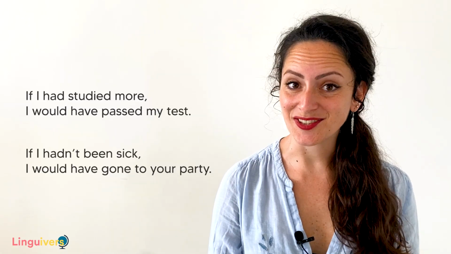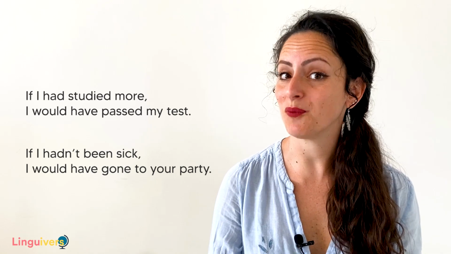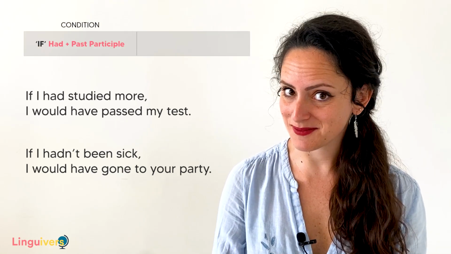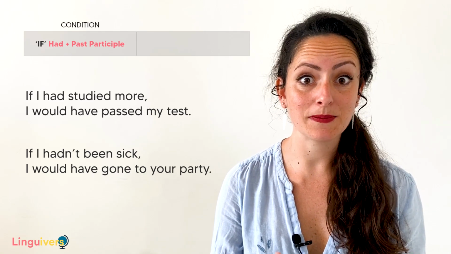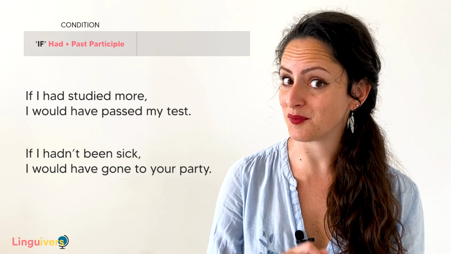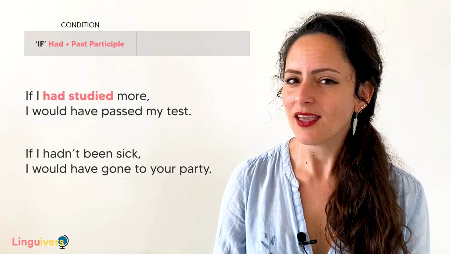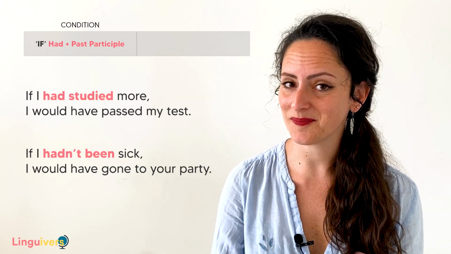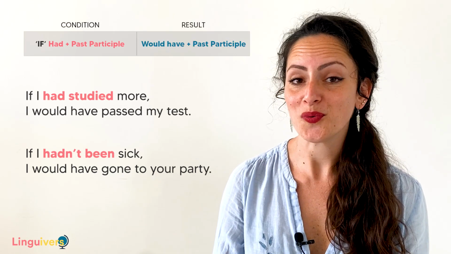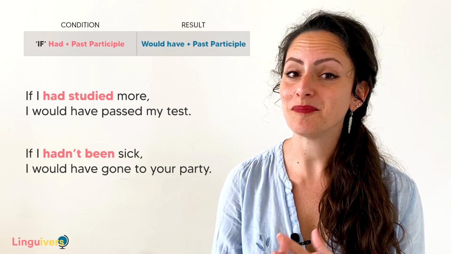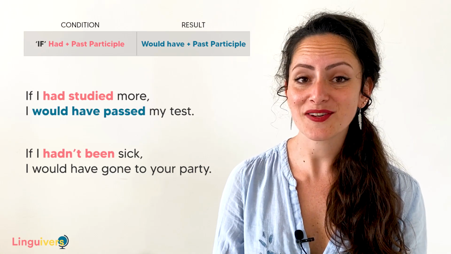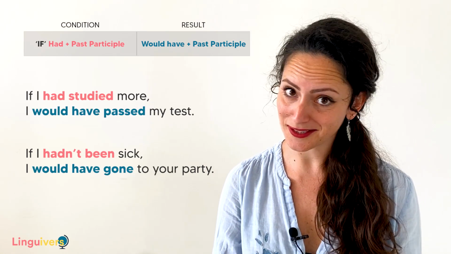As you can see, to make the third conditional structure, we need the condition with if, had, and the past participle. Remember, the past participle is the third column of verbs, or verbs ending with ed. For example, if I had studied more or if I hadn't been sick. For the result, we use would have and past participle again. I would have passed the test or I would have gone to your party.